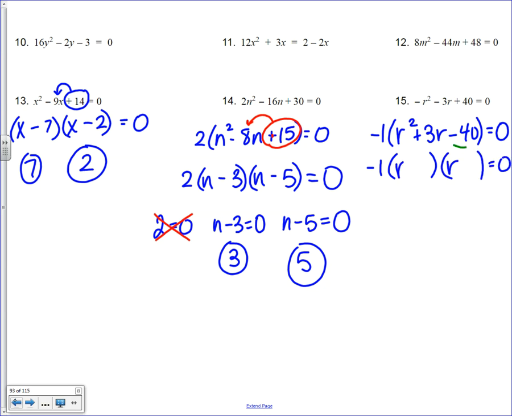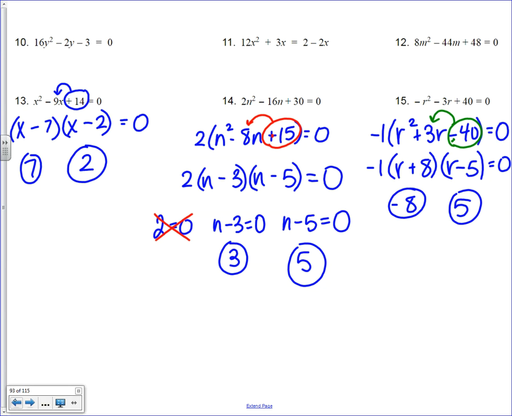I need factors of 40 that this time subtract to 3. And since we have a subtraction of 40, that means the symbols need to be different. It's a difference, and the bigger one will need to be positive. My 2 answers then will be -8 and 5.